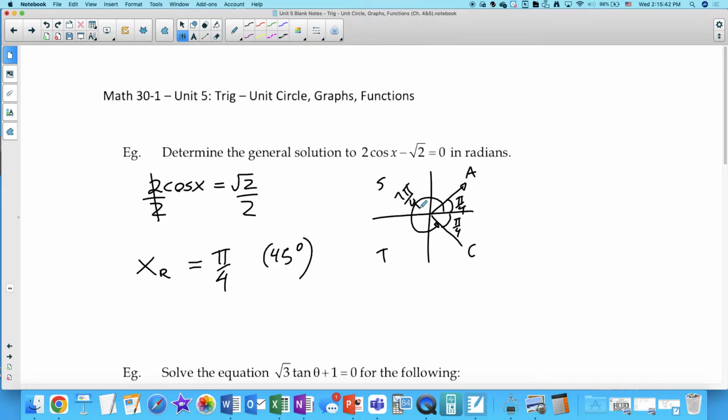Okay? So my solutions, the general solutions, are that x equals pi by 4 plus or minus 2 pi n, where n is an element of the natural numbers, and x equals 7 pi by 4 plus or minus 2 pi n.